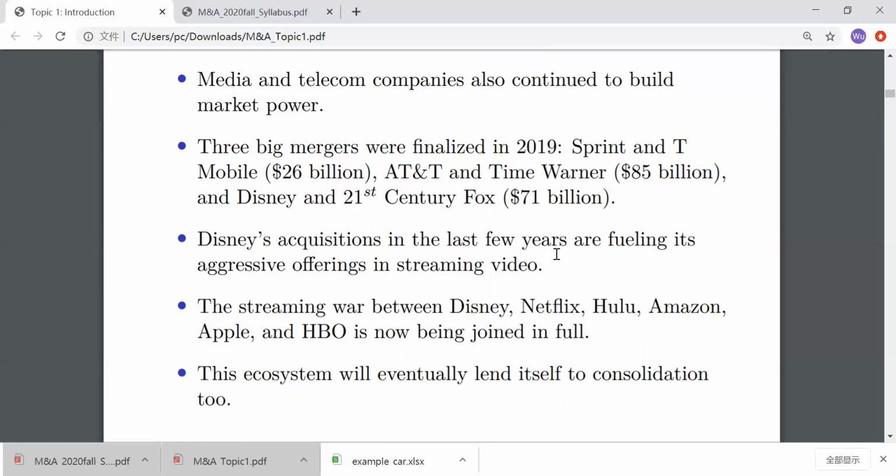And Netflix was the initial streaming video company, right? Amazon has also been competing in this area. And in addition, Apple, HBO, Hulu, they were all competing in this streaming video area. And then this ecosystem will eventually lead itself to consolidation too, right? So you can see basically it's like a life cycle. Competition goes up, then there's consolidation. And consolidation means there's much acquisition between companies, which leads to more M&A activity.